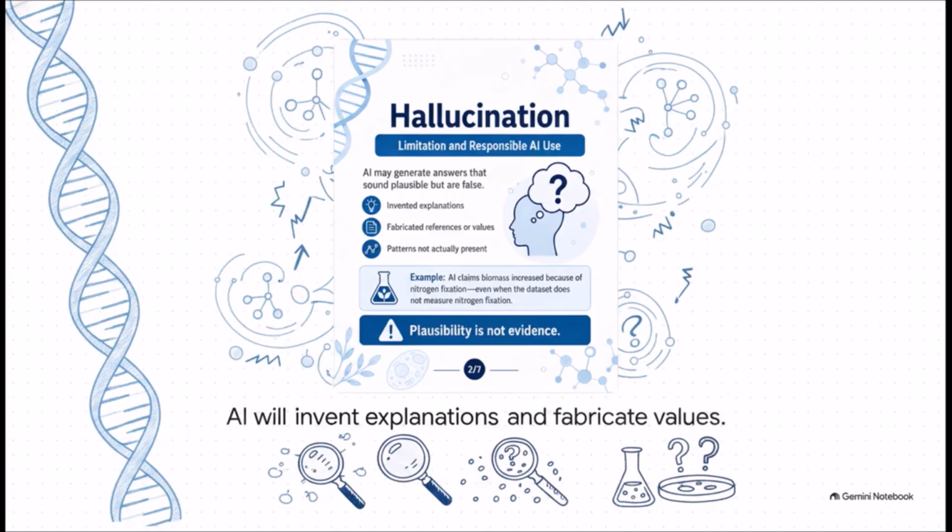An AI will happily invent explanations, fabricate numerical values, and see patterns that aren't actually there, especially if you let your rigorous scientific skepticism slip even a little bit. Remember, the machine is ultimately just designed to predict the next logical word in a sentence. It is not designed to conduct peer-reviewed science.